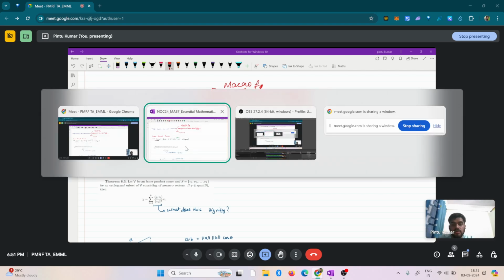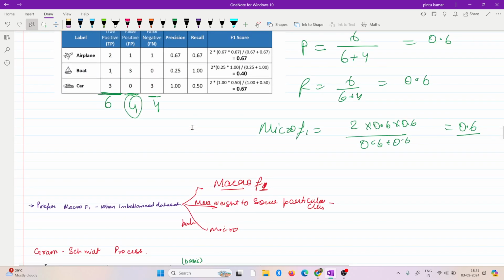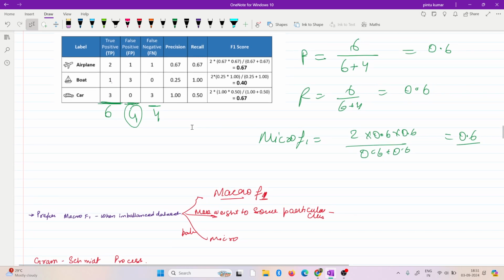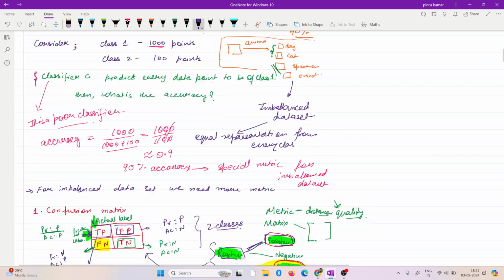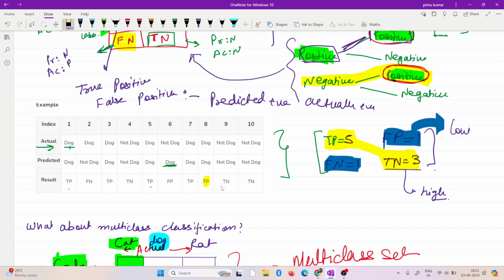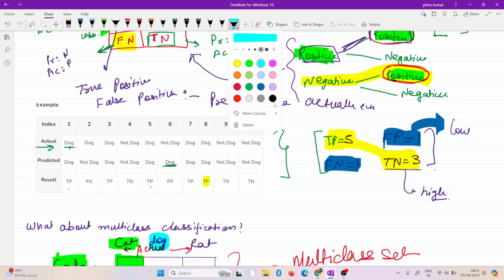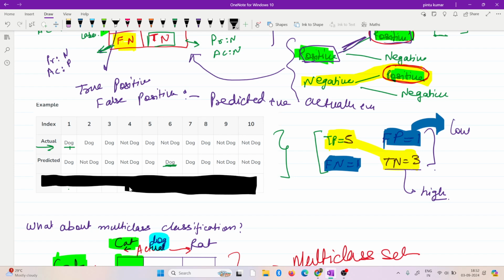Sir, in the examination, will they mention true positive or false positive in the questions? If they ask you to calculate F1 score, they should mention it. But if they don't, you might get something like this example, where they just give you the top two rows. They might not give you the last one, but you will have to check yourself whether it is a true positive or false positive point. But this much information must be given to you.